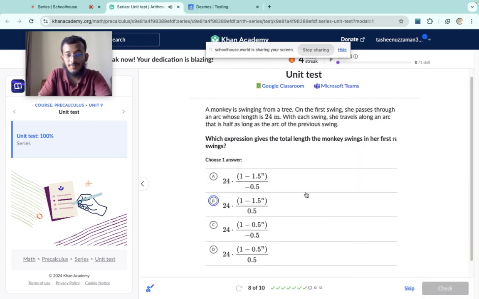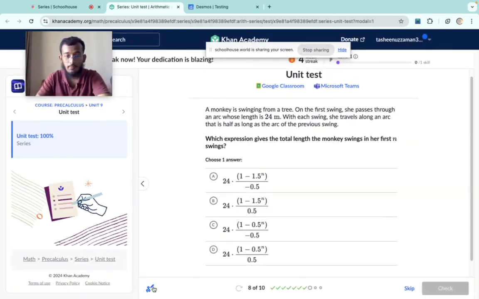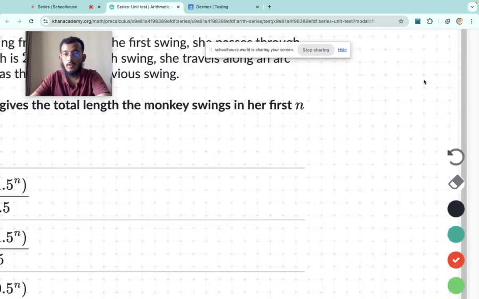And there we go. So a monkey is swinging from a tree. So there's this tree, and we have a monkey here.